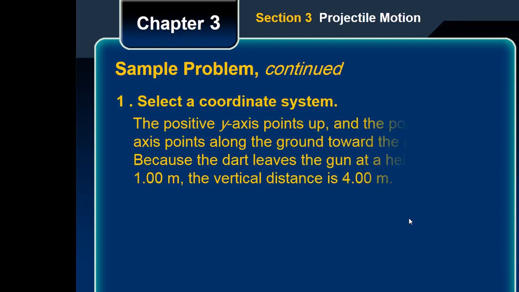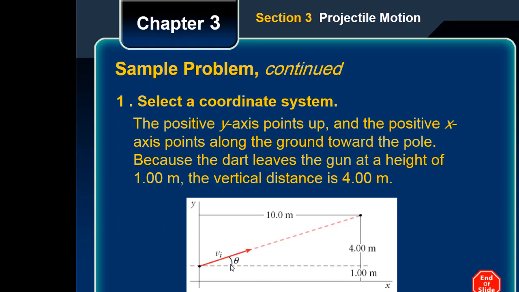You select the coordinate system. So remember, you have vi, and there is theta. And now he's telling you that it's 10 meters far away, and you are 1 meter above the ground. So the ground is 0, x and 0, y, and you are 1 meter above the ground. And you are 4 meters below the point of the monkey. So delta y is 4 meters, delta x is 10 meters.